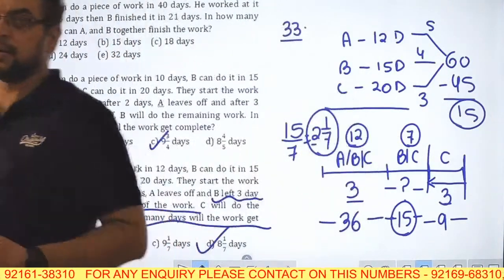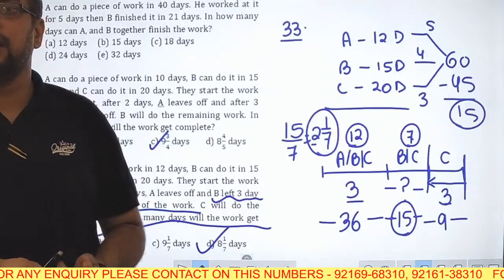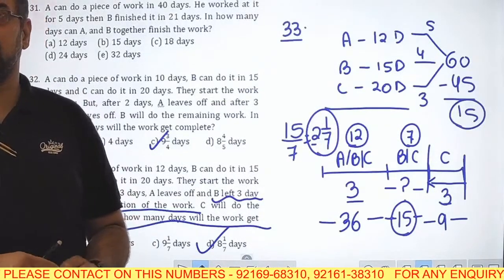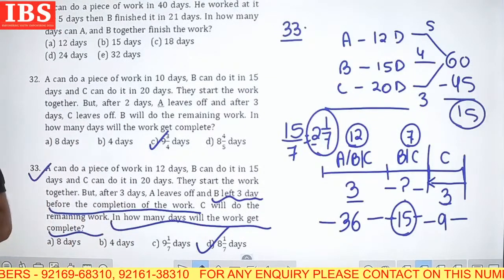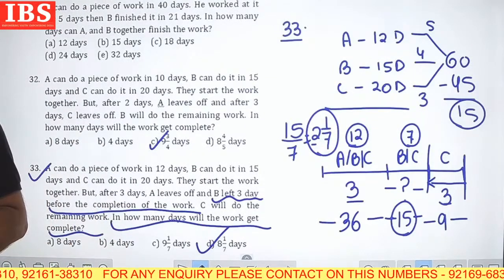D option is the right answer, bache. Very good. Correct. Madhu, Pia, Nandini, correct answer, bache. Very good. So this is 8 1 by 7 will be the right answer, bache. Very good. Correct answer. All are correct.